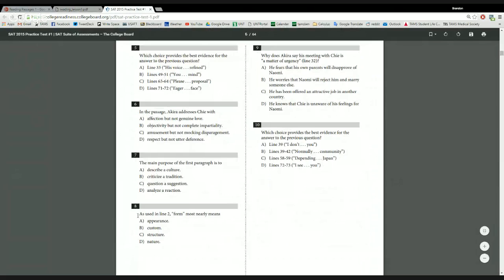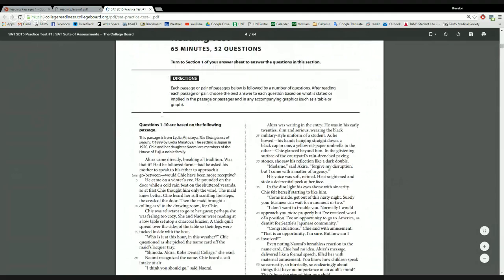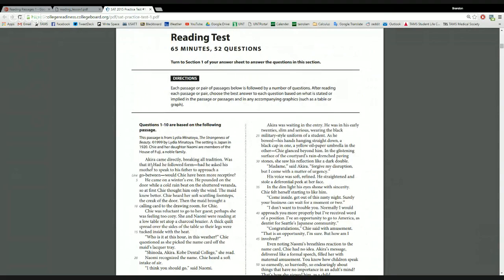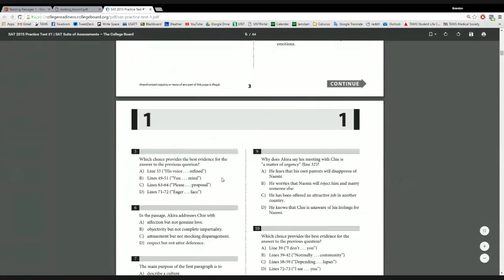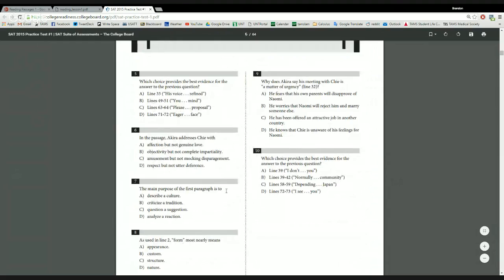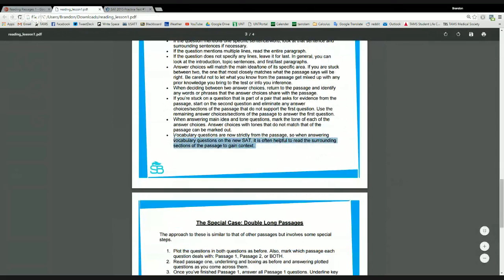Let's go to number 8. As used in line 2, "form" most nearly means. This is a vocab question, but this is different because it's in context within the passage. So given here a vocab question is actually in the passage, you want to read around it to gain the context, and hopefully you can get the correct answer based on what you read. So that's a big difference from the old SAT.